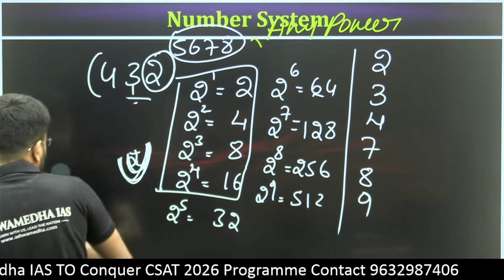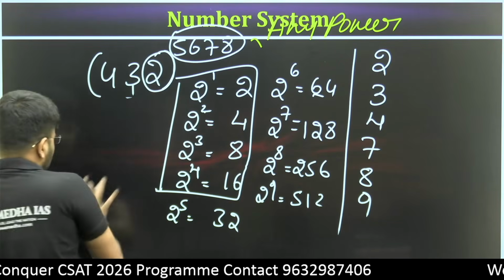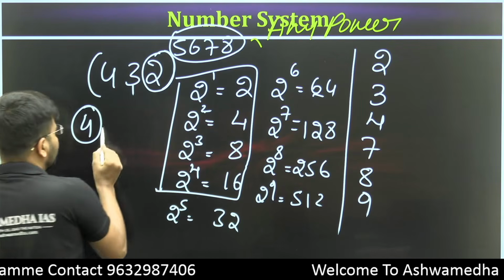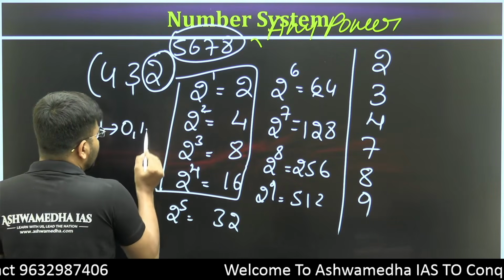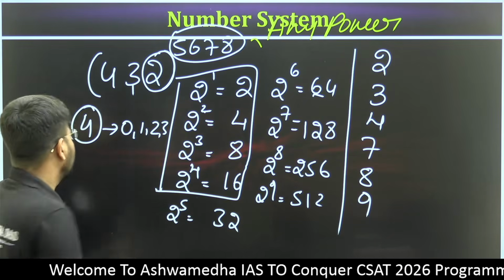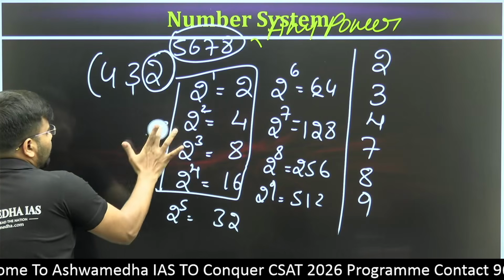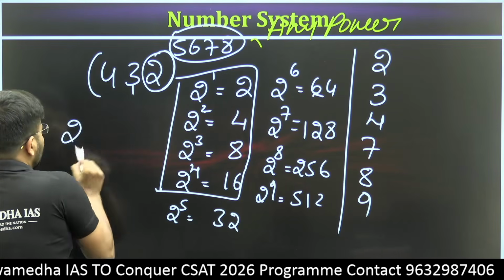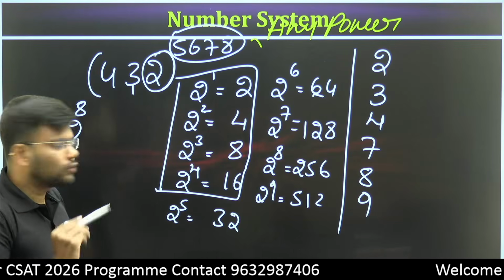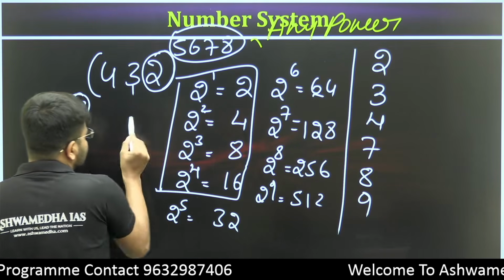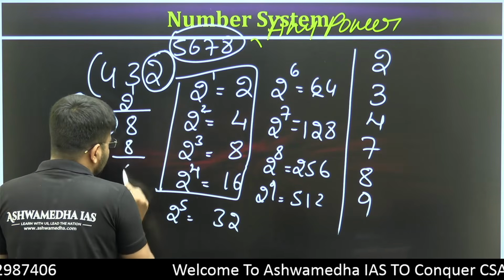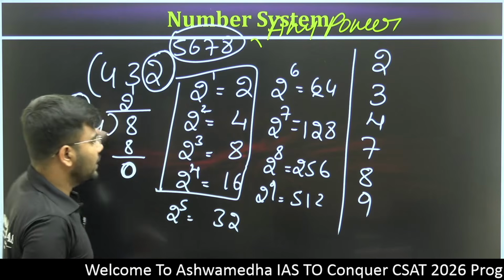Now look here. If you divide any number by 4, you will get a remainder of 0, 1, 2 and 3, not 4. Similarly, 2 power 8, you are supposed to find the unit digit of 2 power 8. What is supposed to do? Take out the power, that is 8. You divide it by 4. 4 twos are 8. So what is the remainder? 0 is the remainder. What is 2 power 8? 2 power 8 is 256.